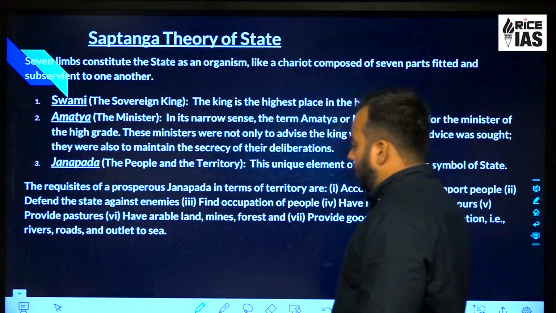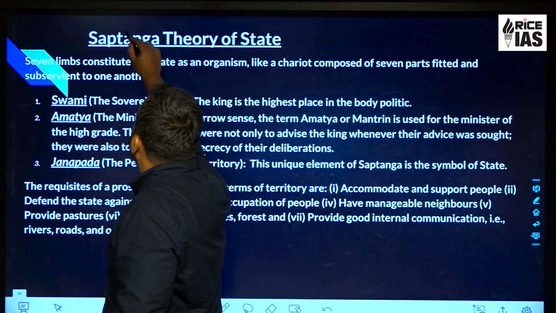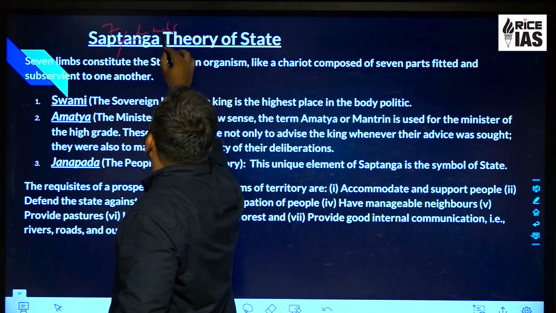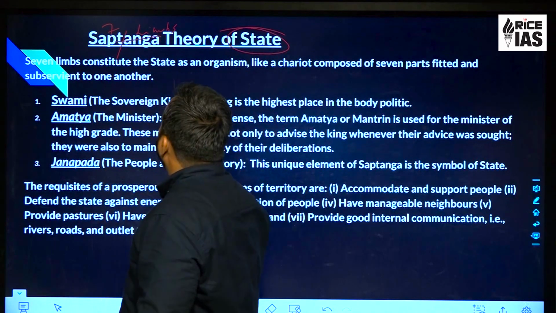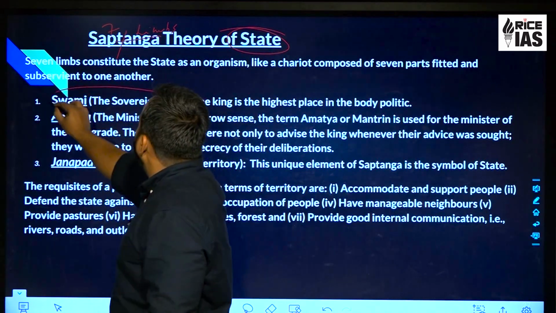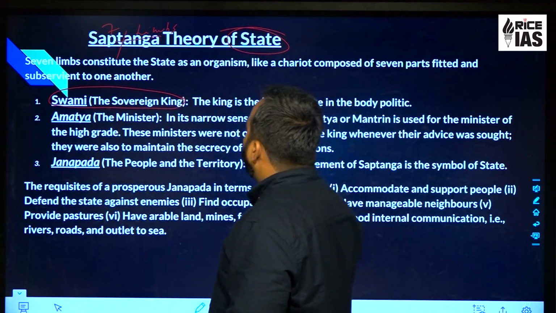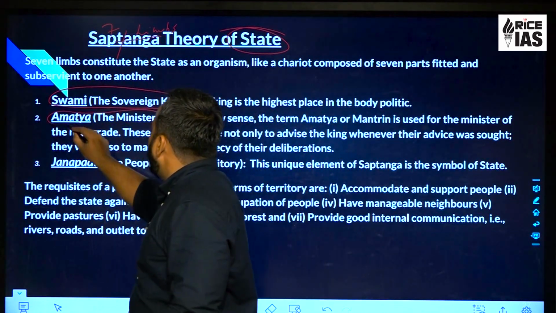Saptang theory of the state. Sapt means 7. Ang means limbs. 7 limbs of the state. The sovereign is at the core. He is the core and the crux. Amatya is the minister. The terms are also very, very important for the exam.